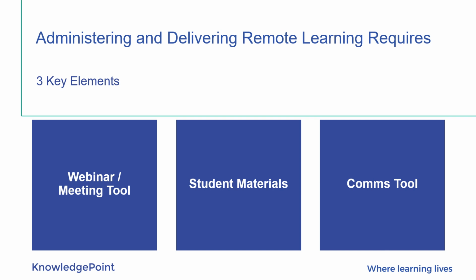Now, when it comes to delivering remote learning, there are three key elements that we need to consider. There's a webinar or meeting tool with which we will run our session and interact with our students. There are the student materials. Currently, we probably deliver these in a classroom setting, and now we're considering how do we best support the student with materials when they're remote learning. And finally, a communication tool to allow us to communicate with the students ahead of the session, to help them to understand what's going to happen, and perhaps to follow up with them after the session has taken place.